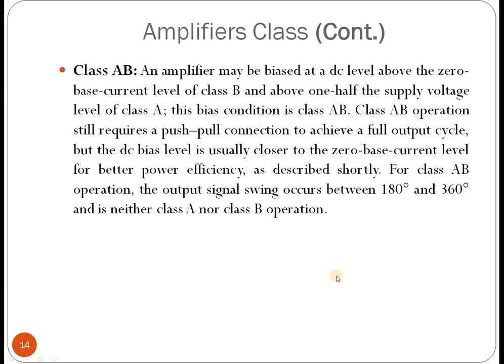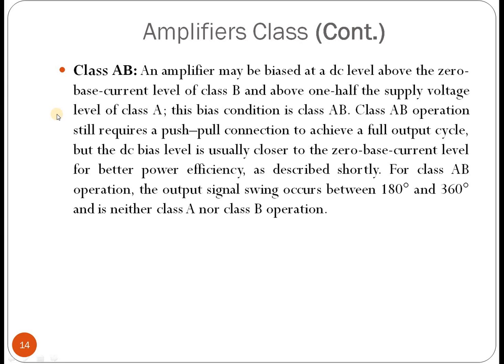Another amplifier class is class AB. This type of amplifier uses two types of biasing condition: the zero base current level of class B and the level above one half the supply voltage of class A. Both conditions are used for class AB. Class AB operation requires a push-pull connection to achieve the full output cycle, and the DC bias level is usually closer to the zero base current level for better power efficiency.